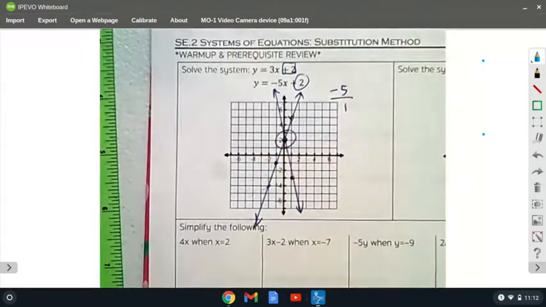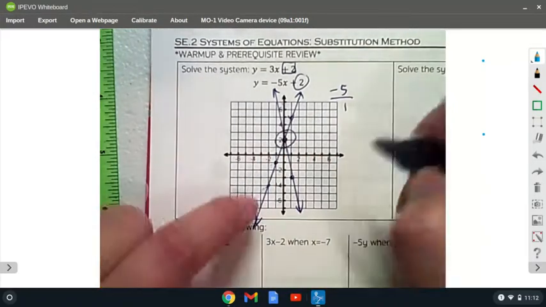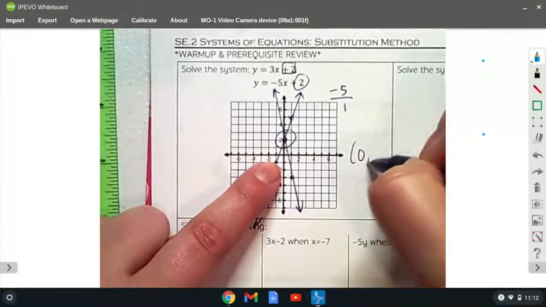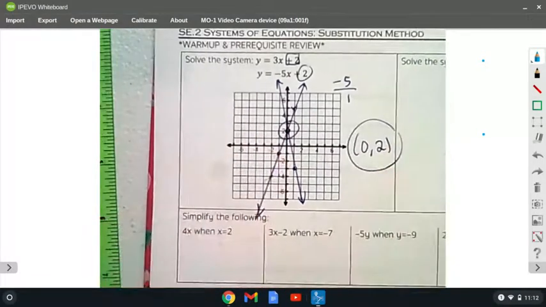So this is my point of intersection, which means it's my solution. So I have to name that point, which is (0, 2). Once I name that solution, I'm all set.